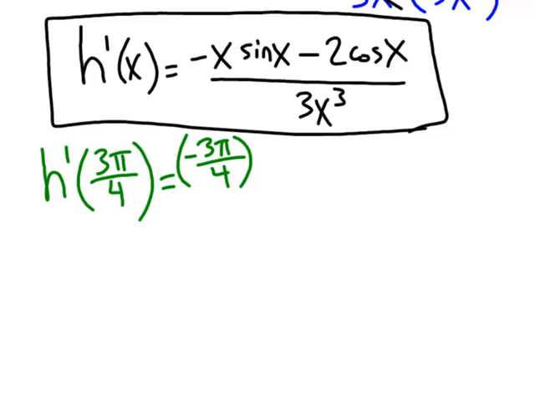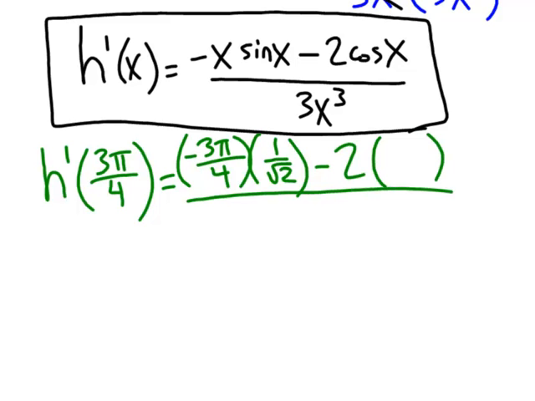Now, this is where our unit circle comes in handy. I'm going to do negative 3 pi over 4, I just plugged in up there, and now I need to plug in the sine of 3 pi over 4. And we know from our unit circle skills that that is 1 over root 2. Minus 2 times the cosine of 3 pi over 4. And that's 1 over root 2 also, right? Wrong. It's negative 1 over root 2. See if you're paying attention, if you caught me on that one. All over 3 times quantity of 3 pi over 4 cubed.